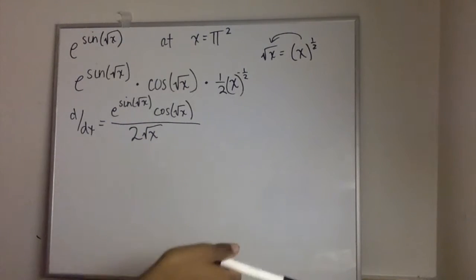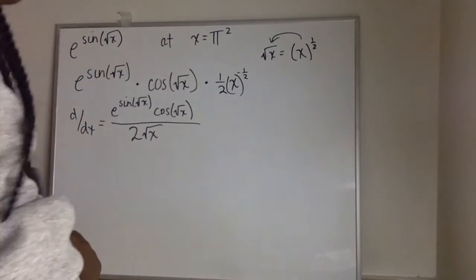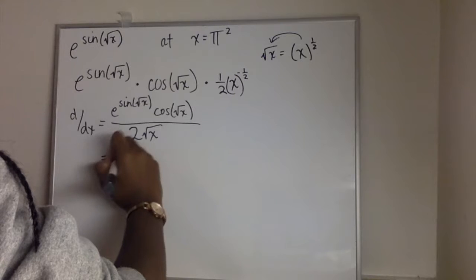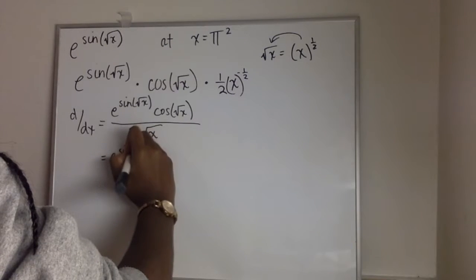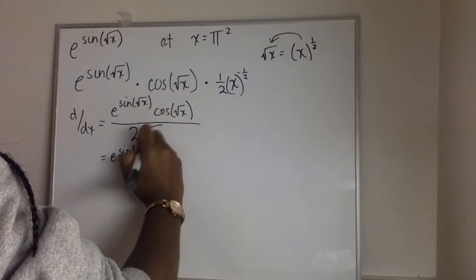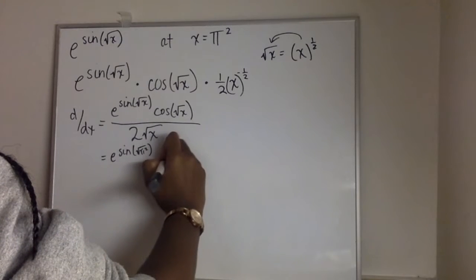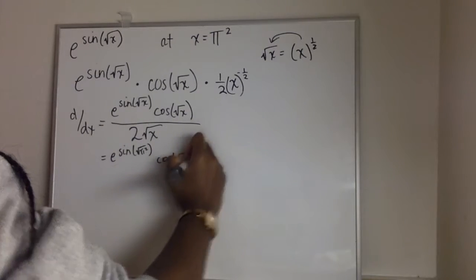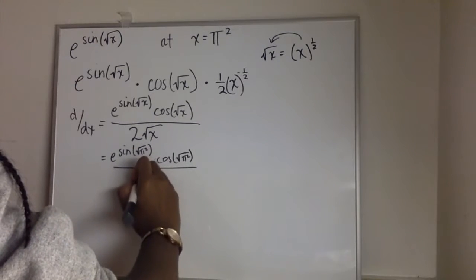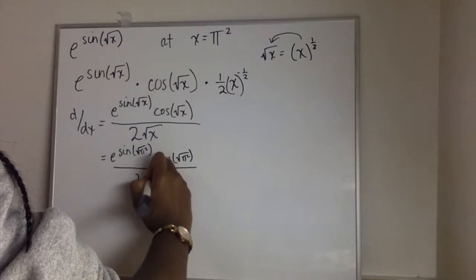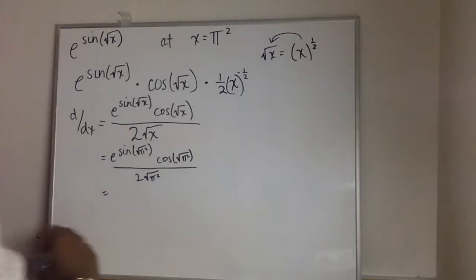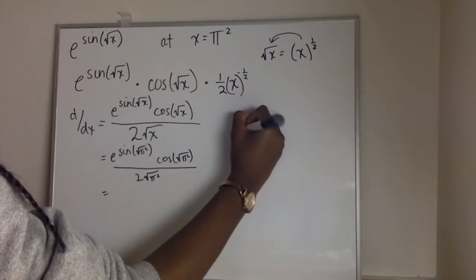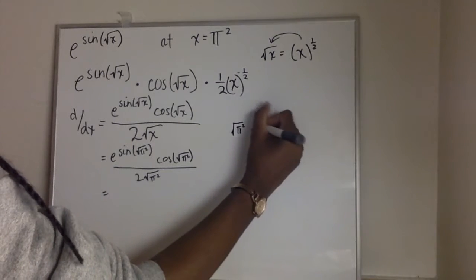Now we're trying to find it at the point pi squared, so we just plug in pi squared. So e to the sine of the square root of pi squared times the cosine of the square root of pi squared over 2 times the square root of pi squared. So this square root of pi squared is equal to pi.